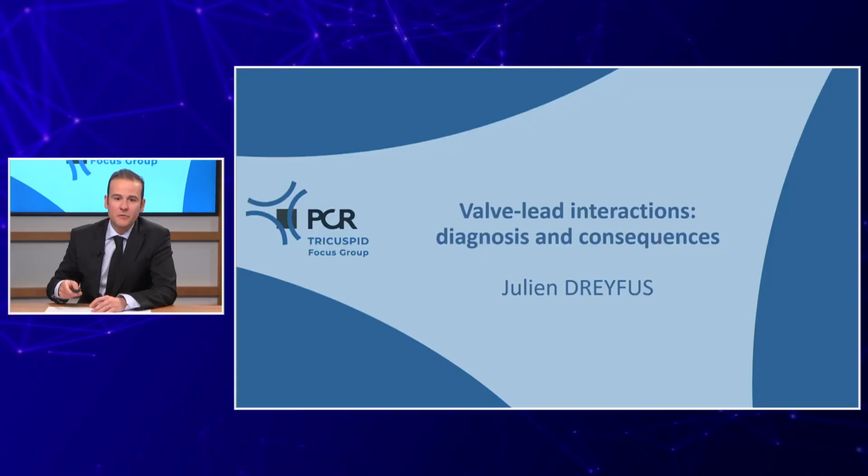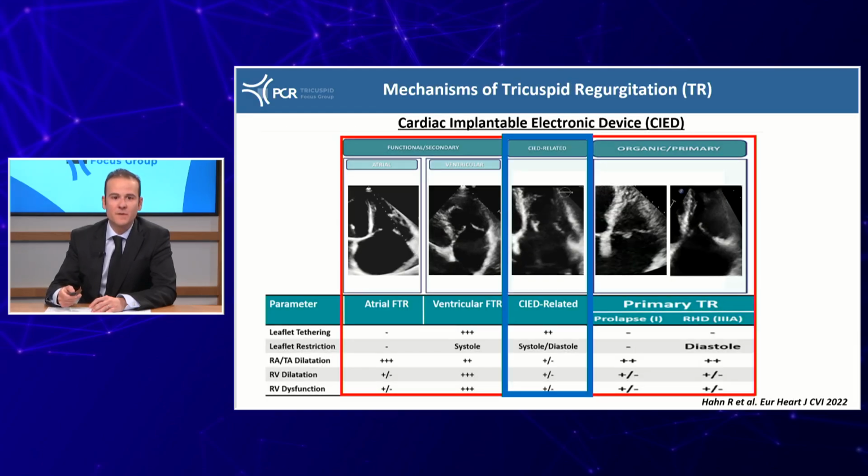So the first step when you have a lead and a tricuspid valve is the diagnosis of interaction, and also prevention of interaction, and that's a part of Julien Dreyfus. Julien, it's your turn. I'm going to talk about valve-lead interaction, diagnosis, and consequences.